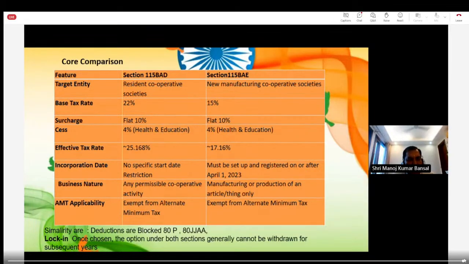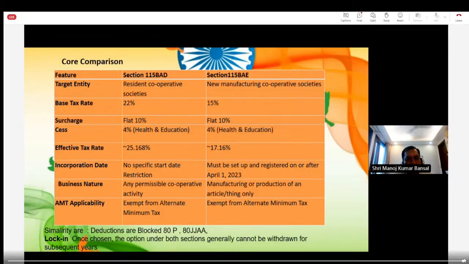Effective rate which works out is 25.168% corresponding to only 17.16%. Incorporation date, no specific date has been mentioned here and no restriction is there. But under 115BAE, it must be set up and registered on or after 1st April 2023.